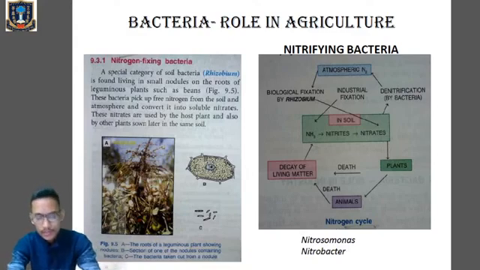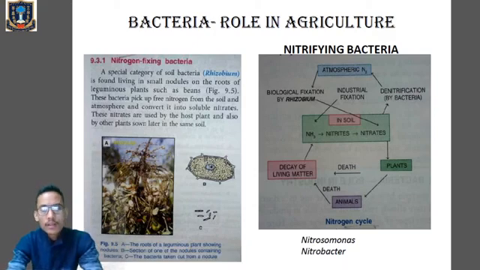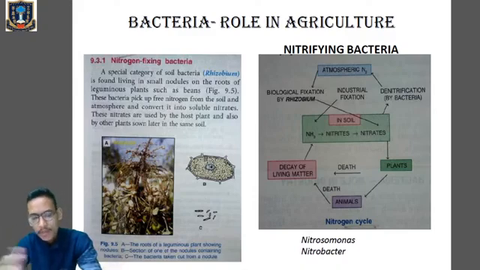There are a few bacteria which are mainly present in the root nodules of leguminous plants. They live in symbiotic association with the root nodules. Those bacteria mainly help in absorbing the nitrogen from the atmosphere and convert that atmospheric nitrogen into nitrates so that it can be utilized by the plant, because plants are not able to utilize the nitrogen directly from the atmosphere.